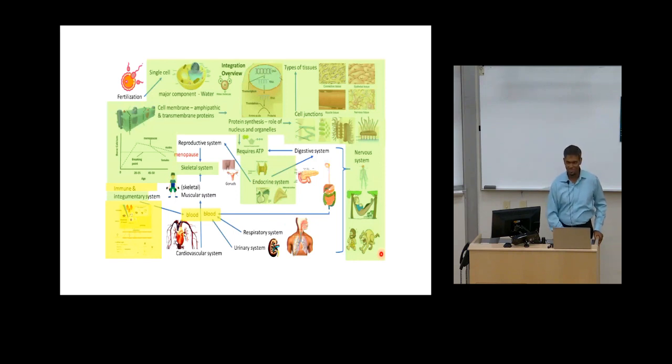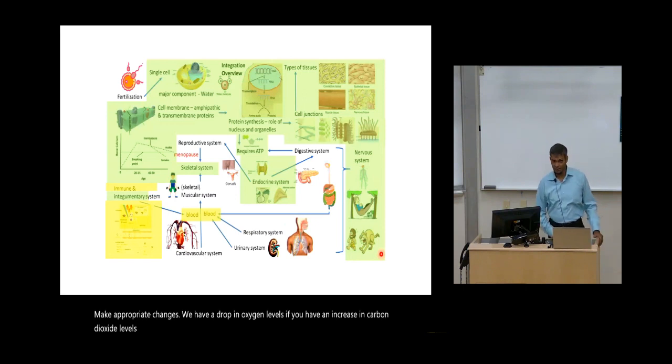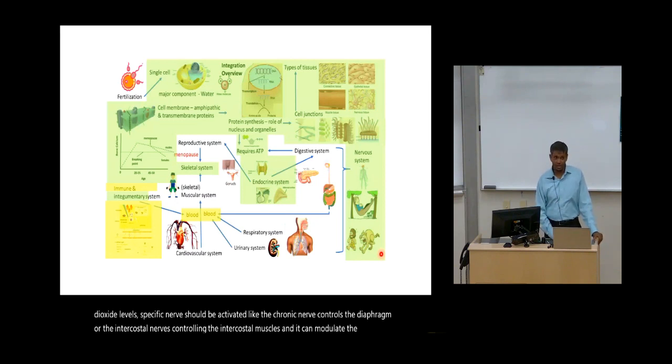What receptors? Chemoreceptors, right? That's on the exam for tonight, right? So we see that the central and peripheral chemoreceptors can detect the composition of the blood, and they will make appropriate changes. If you have a drop in oxygen levels, or an increase in carbon dioxide levels, specific nerves will be activated, like the phrenic nerve controlling the diaphragm, or the intercostal nerves controlling the intercostal muscles, and it can modulate the rate of breathing accordingly.